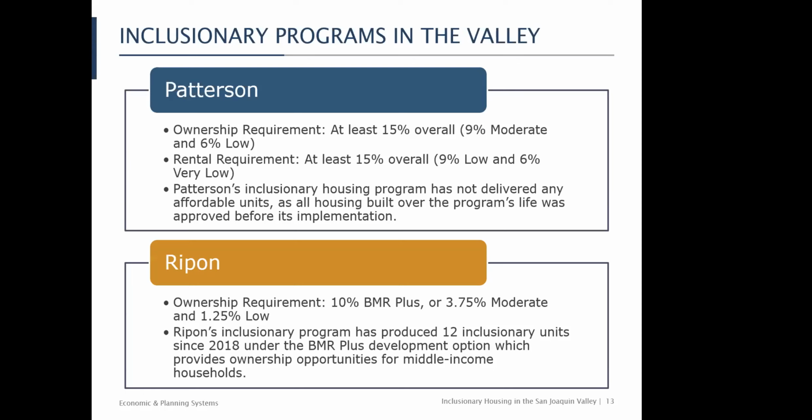In Ripon, the program only applies to ownership development. They don't have a rental program. Ripon is interesting because they have also identified a segment of the population, really a middle income segment, that maybe doesn't fall into the HCD income limits of very low to moderate, but is still facing challenges getting into housing and being able to afford housing. And so Ripon has identified this other segment, and their inclusionary program is looking to address housing in those segments.